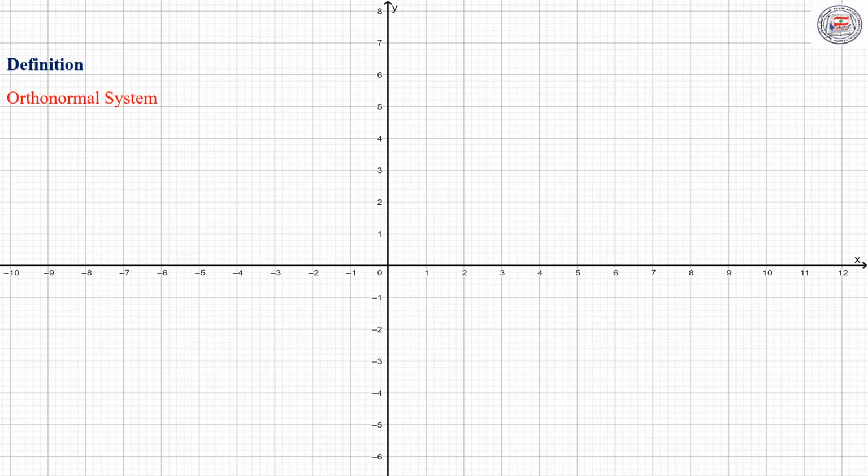An orthonormal system is a system of two axes. The first axis is the x-axis, which is the horizontal axis, and the second axis is the y-axis, which is the vertical axis. What we notice in these two axes is that they are perpendicular and they have the same scale. That means if we take for each unit, for example, 1 square on the x-axis, we have to take each unit as 1 square on the y-axis.